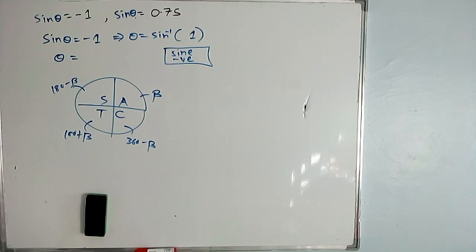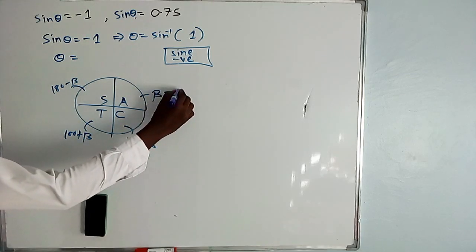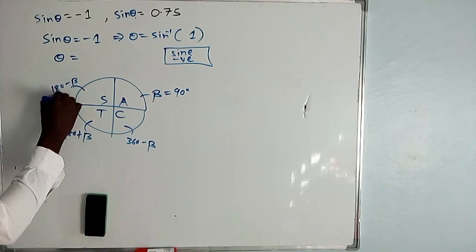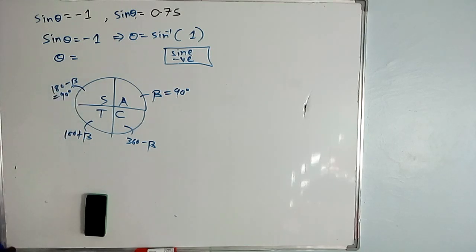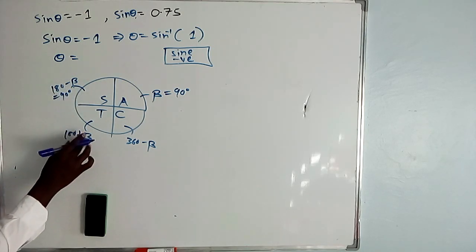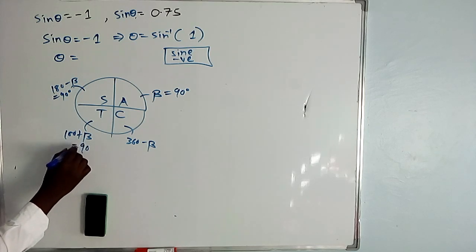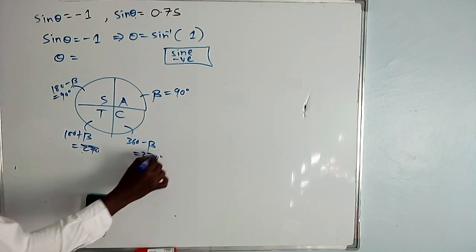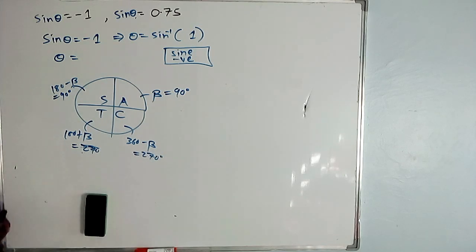Sine inverse of 1 is 90 degrees. So it means our angle beta here is 90 degrees. It means 180 minus beta, 180 minus 90 will be 90 degrees. 180 plus 90 will be 270 degrees. Then 360 minus 90 will also be 270. But we want quadrants where sine is negative.